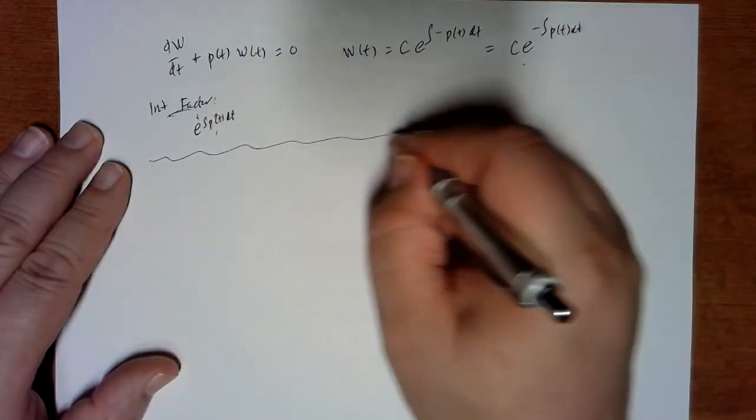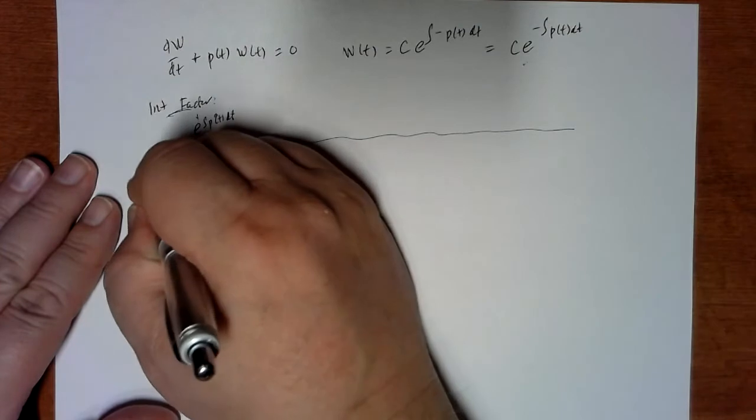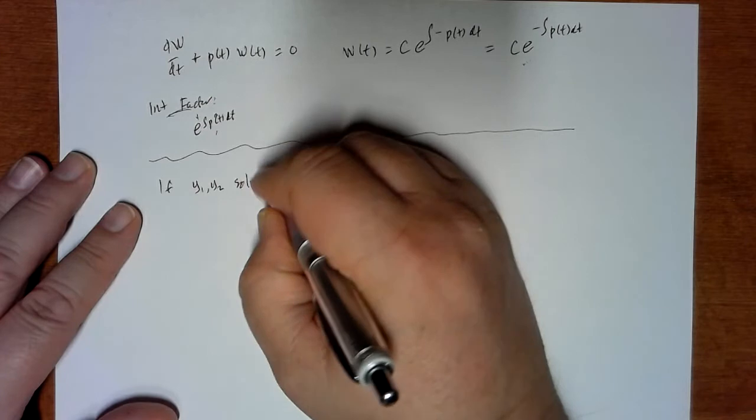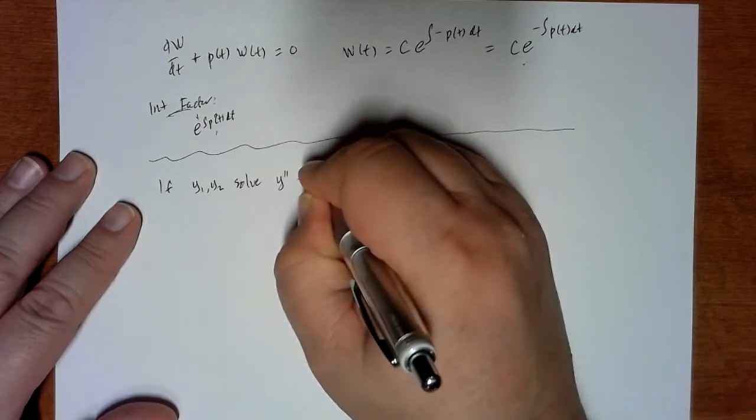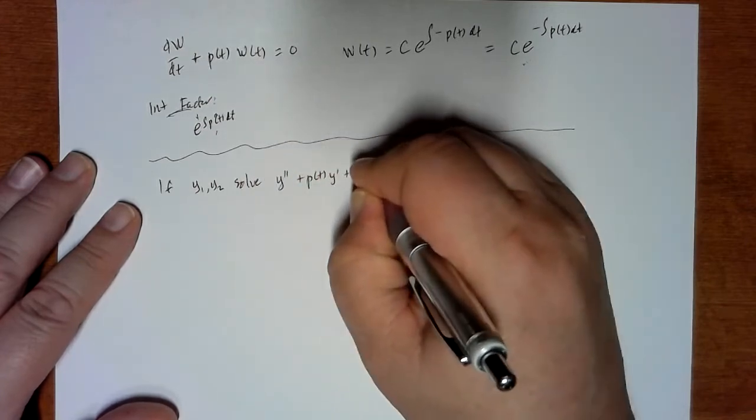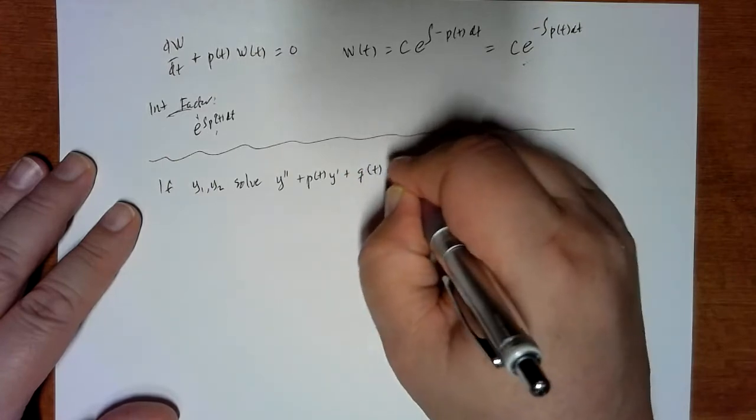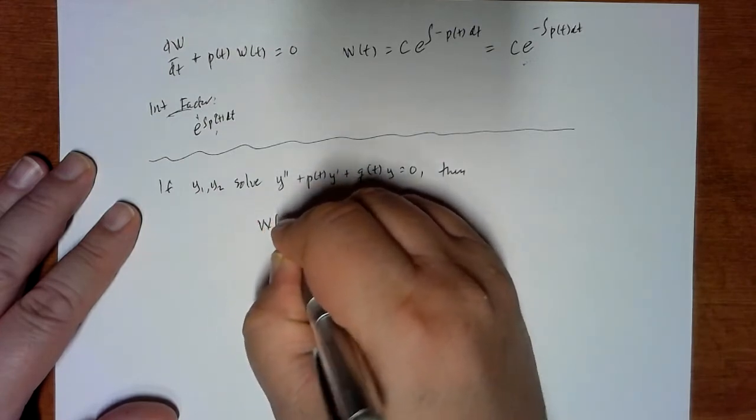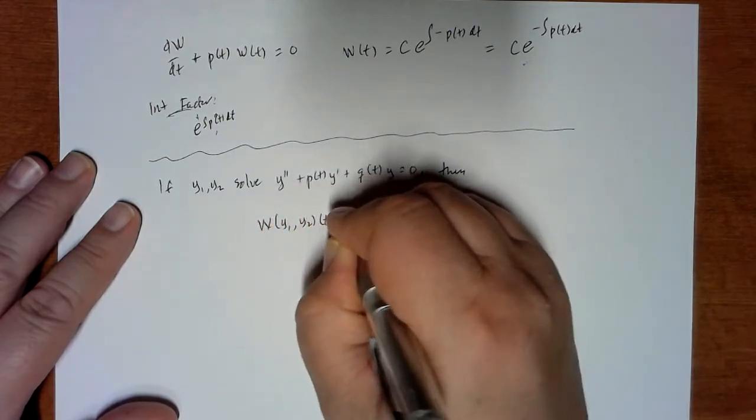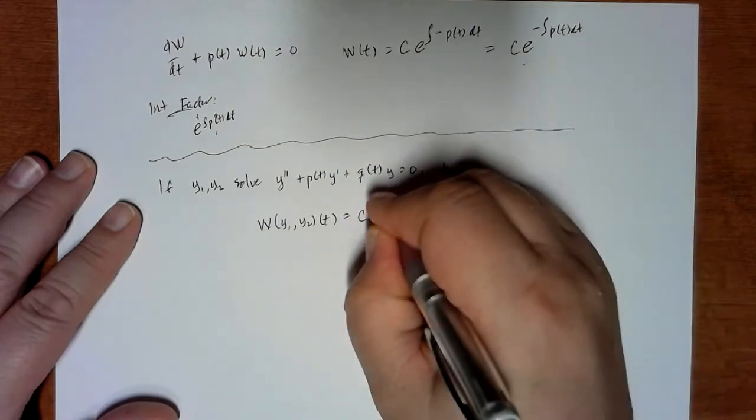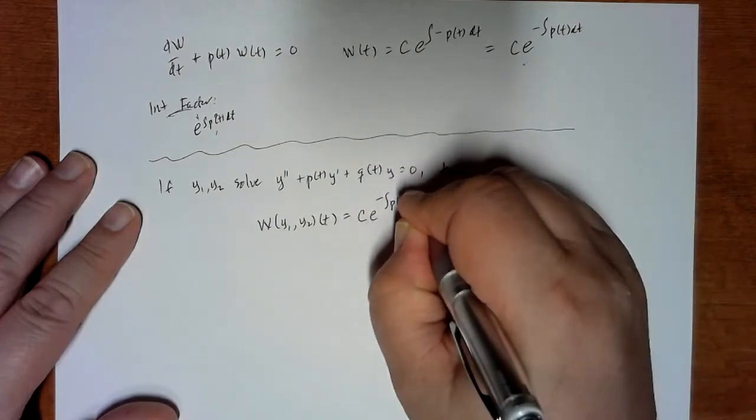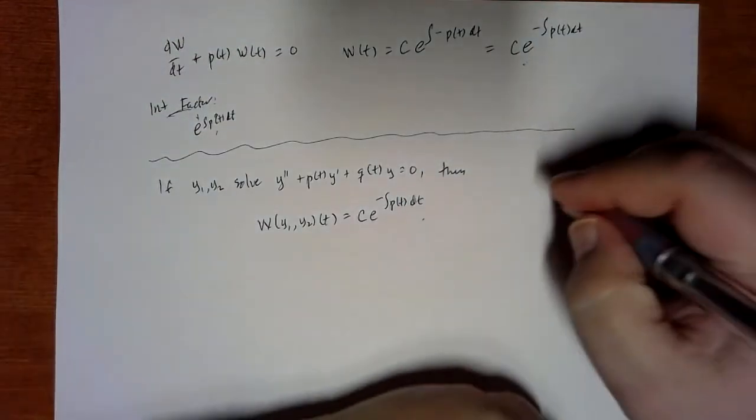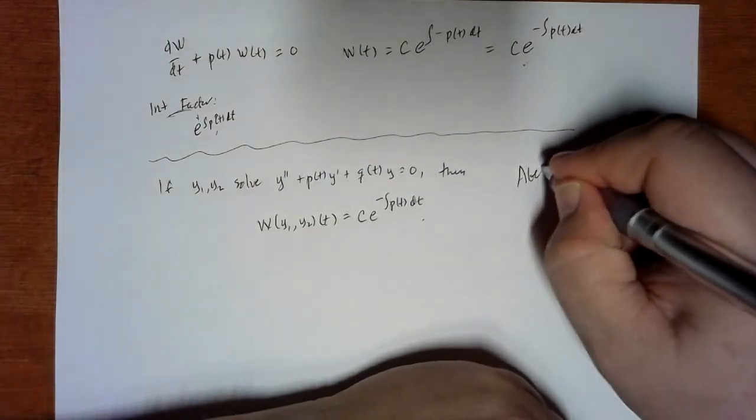Wowee. So what have we just shown? We've just shown that if y1 and y2 solve y double prime plus p of t times y prime plus q of t times y equals 0, then the Wronskian between y1 and y2 at t can be written as c e to the minus integral p of t dt. Wow, why is this such a weird thing? Abel's theorem.